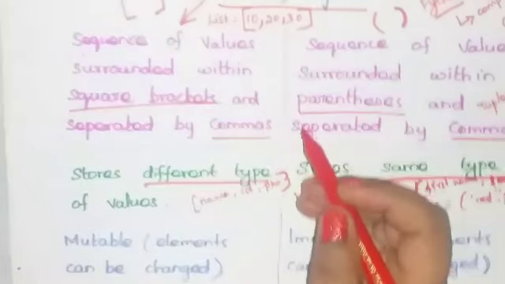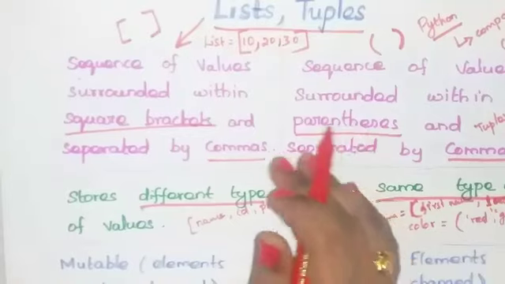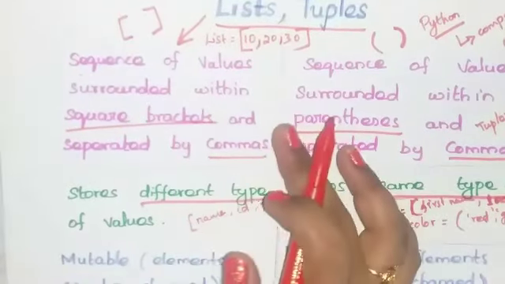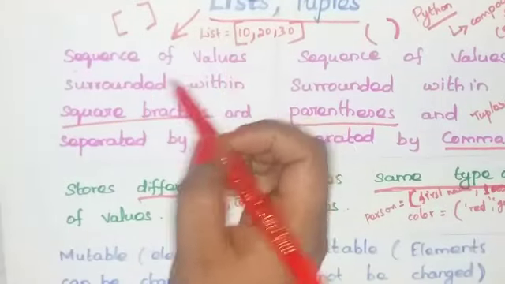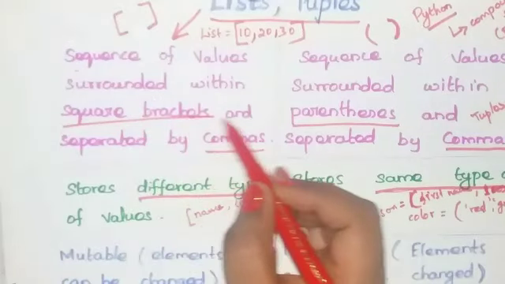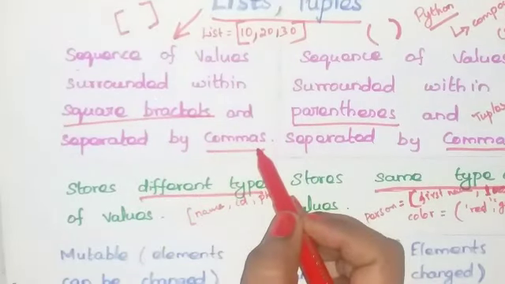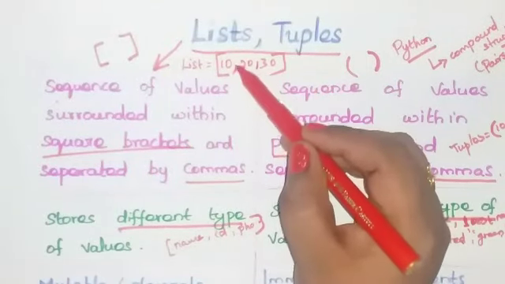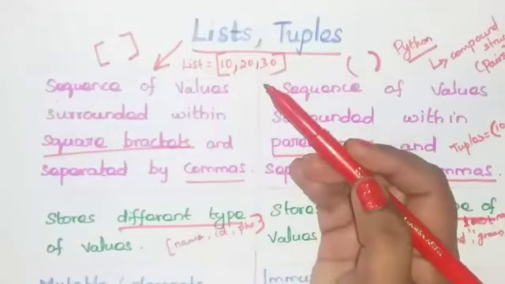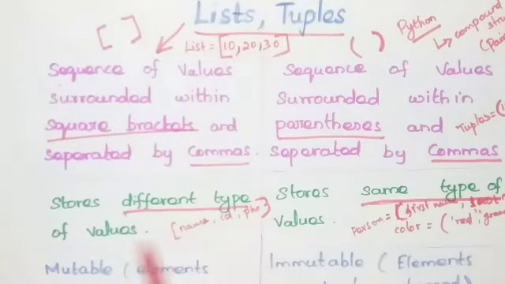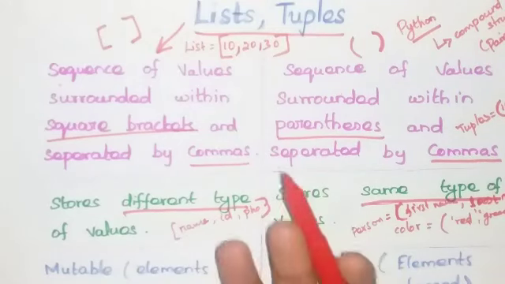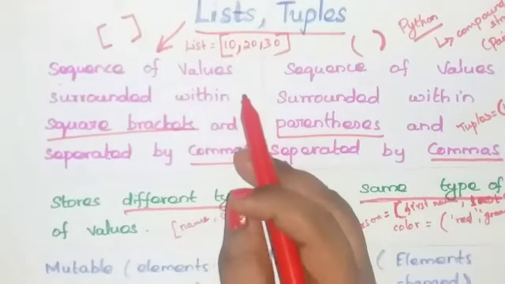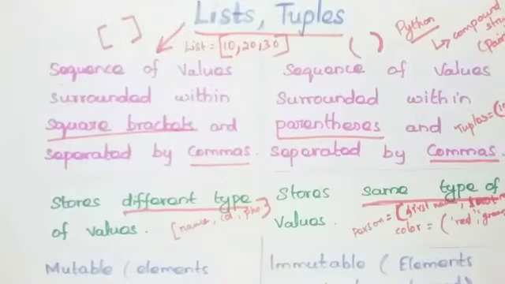So what is list? In the previous video, I explained about list. List is a sequence of values surrounded within square brackets and separated by commas. That is called list. It stores different types of values. We can store any type of values in a list. This is the definition of list. So see one example for the list.